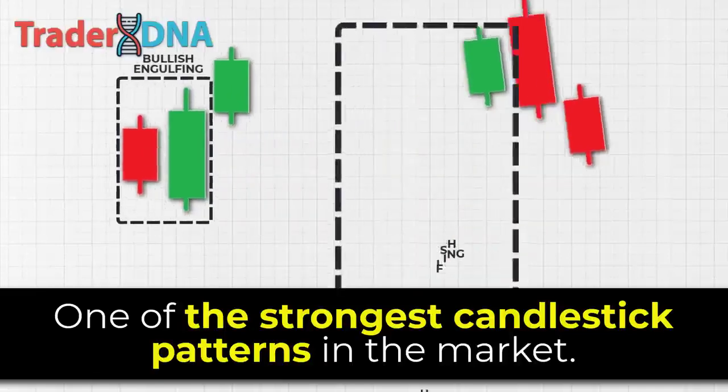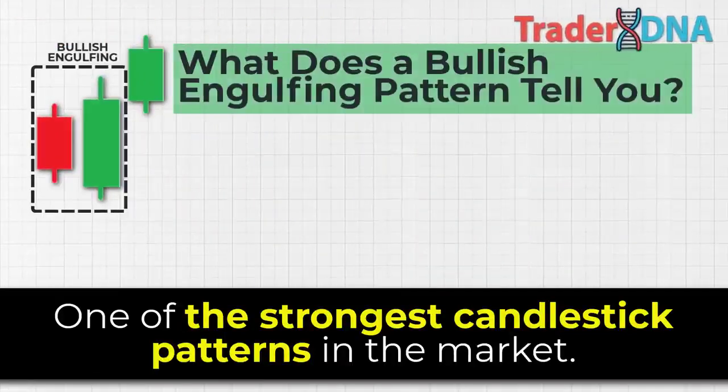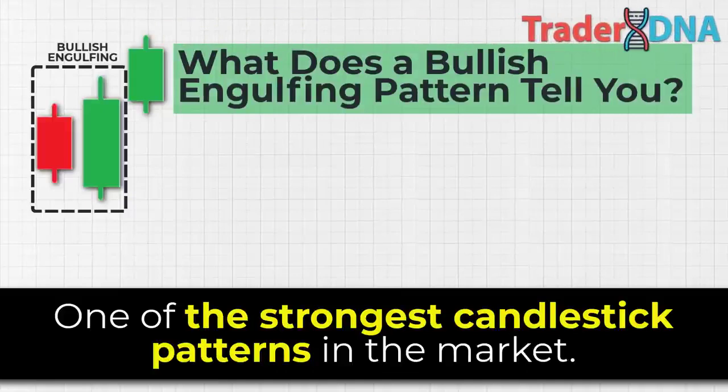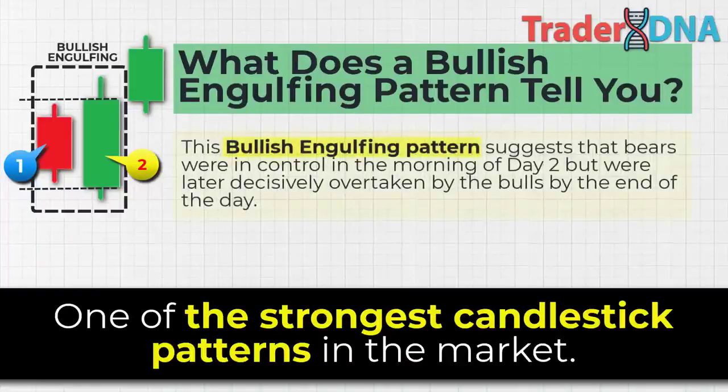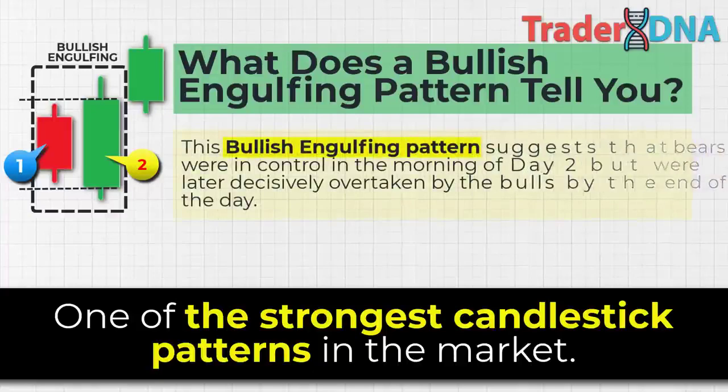What does a bullish engulfing pattern tell you? For a bullish engulfing pattern to form, the candle on day 2 must open at a lower price than it closed on day 1. If the price didn't drop when day 2 began, the blue candlestick wouldn't have the chance to completely cover the previous day's red candlestick. This bullish engulfing pattern suggests that bears were in control in the morning of day 2, but were later decisively overtaken by the bulls by the end of the day.